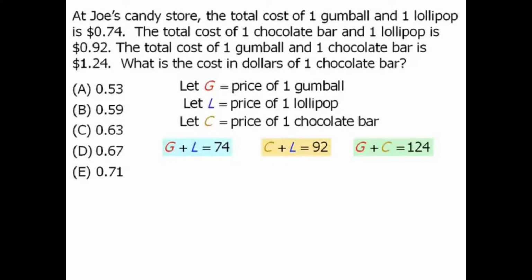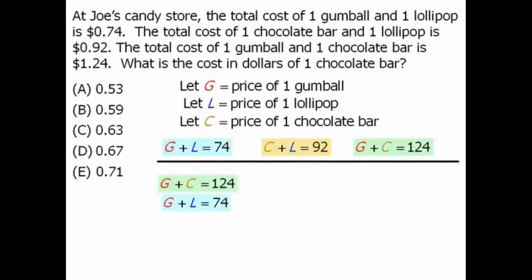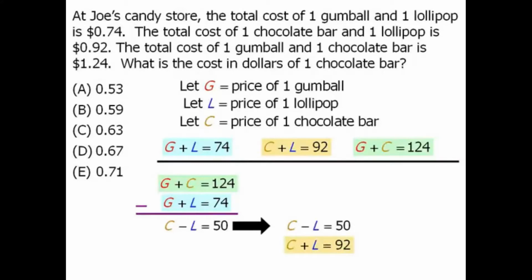How do we do this? Well, I'm going to begin with these two equations. Notice that if I subtract the bottom equation from the top equation, our g's cancel out, leaving us with C minus L on the left-hand side and 50 on the right-hand side. This is useful because I can take this equation now and combine it with one of the equations we created earlier. Notice that now if I take these two equations and add them together, we get C plus C, which is 2C, and we also get negative L plus L, which cancels out the L's. On the right-hand side, we get 50 plus 92, which is 142.